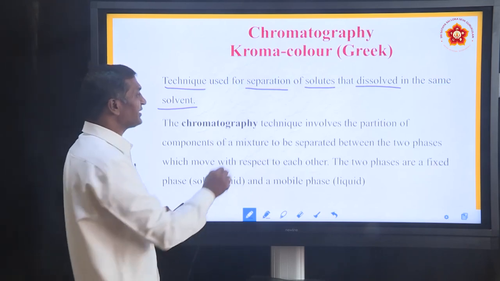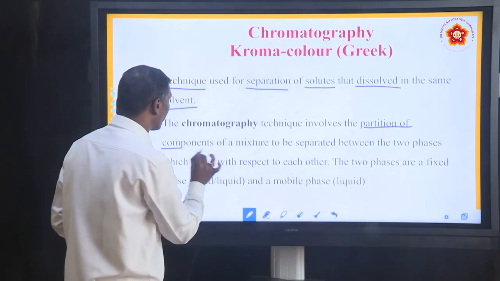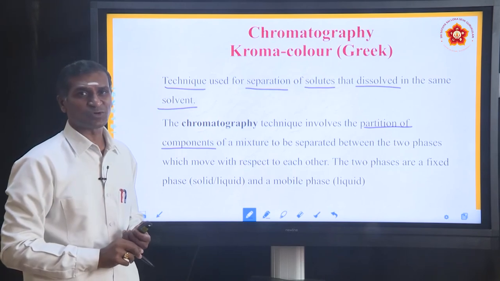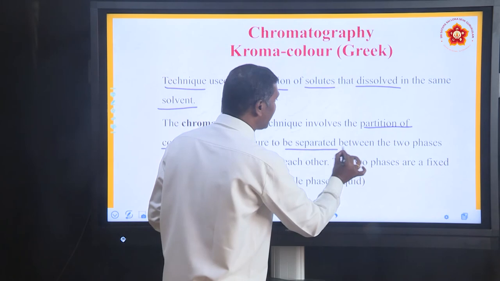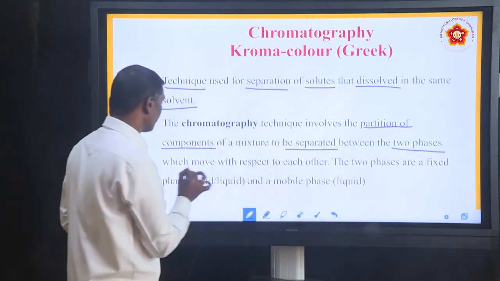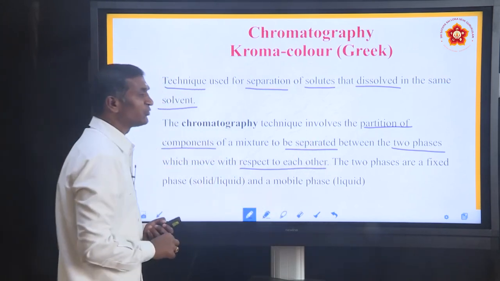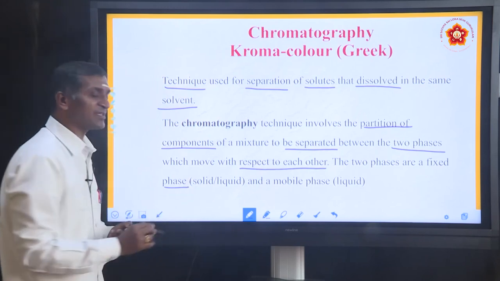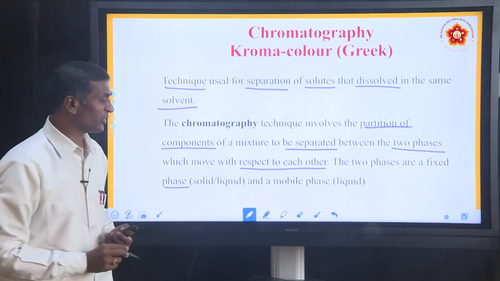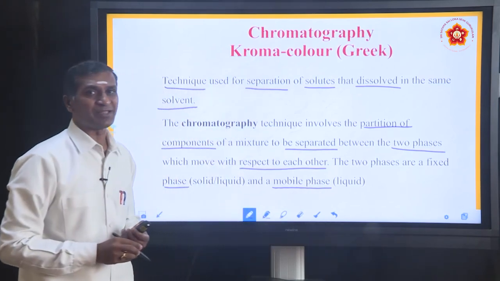The chromatography technique involves what? The partition of components, that is, the separation of components of a mixture, to be separated between two phases which move with respect to each other. The two phases are the fixed phase, which may be solid or liquid, and a mobile phase, that is a moving phase, that will be the liquid.